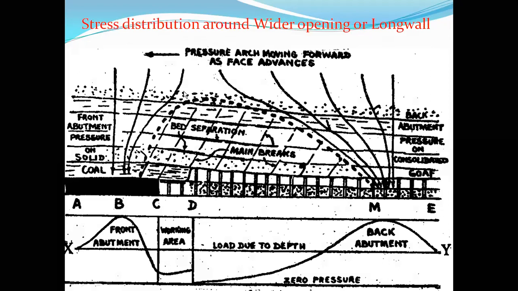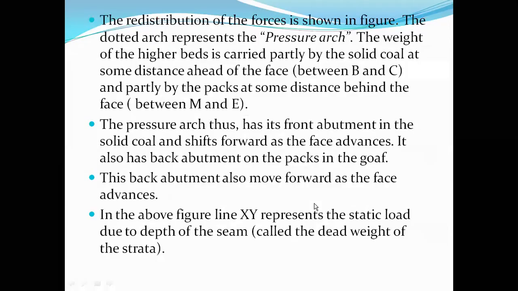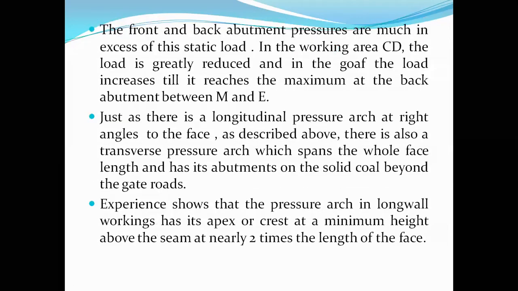This pressure arch, the dotted line, reaches maximum. How much is this apex? This is nothing but 2 times the length of the face. That's where the apex is going to be. The length of the face is L, and the apex portion is going to be 2 times the length. That is where exactly it's going to concentrate. So experience shows that the pressure arch in the Longwall working has its apex or crest at nearly 2 times the length of the face. That's where exactly its peak or apex is going to be.